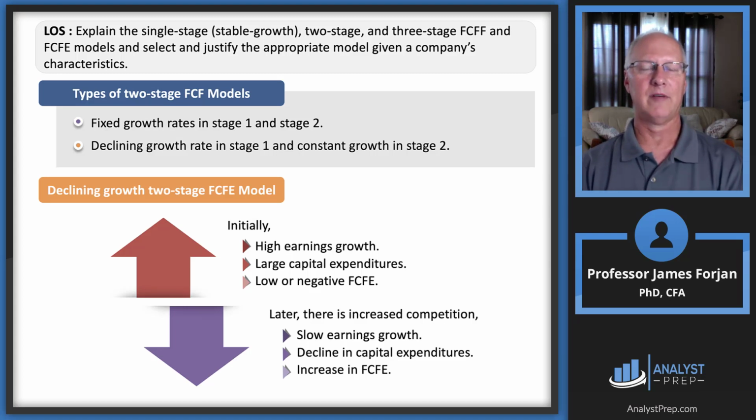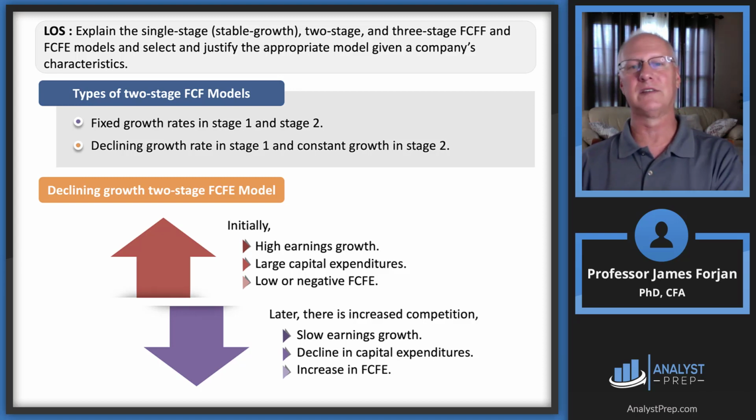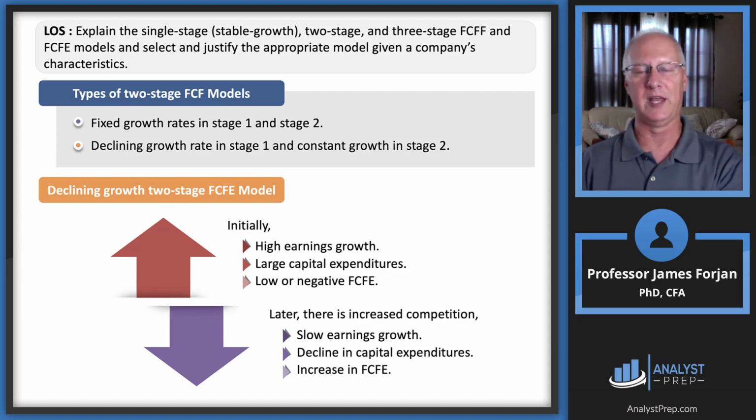All right, how about if we have a 3-stage model? Then we can have stage 1. Let's suppose in stage 1, we have 20% growth and that lasts 3 years. And then we're going to have some competition. So it's going to decline in years 4, 5, and 6 down to 12%. And then after year 6, we're back to our regular old normal growth rate of 4%.